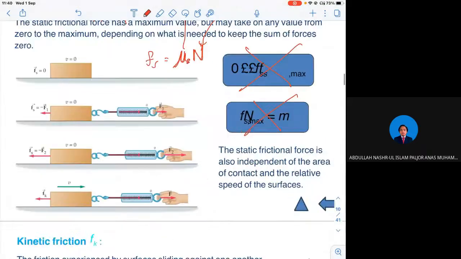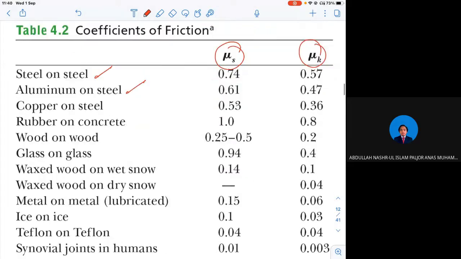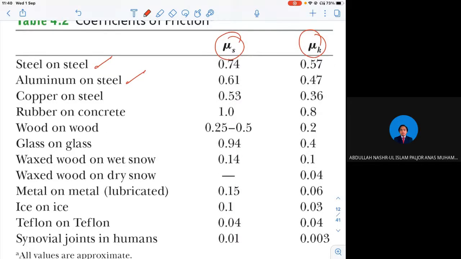So these are some values of mu s and also mu k. As you can see here, the value of mu s is obviously higher than mu k. Due to what? Because it is the force that tries to dam the motion. Untuk memperlahankan pergerakan yang baru nak bergerak. Bila dah bergerak, dia akan lagi senang. Okay, simple. Mu s yang paling kuat ni value dia.